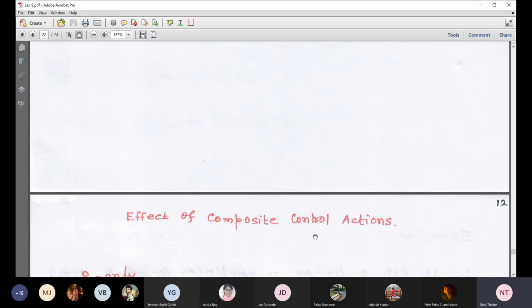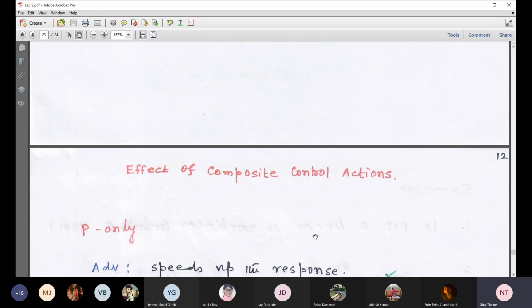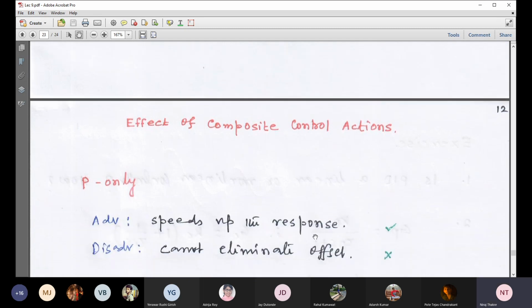We have finished the effect of all three individual control actions. First, we discussed the effect of proportional, followed by the effect of integral, and finally today we discussed the effect of derivative action. Now we want to just summarize the effect, I mean, how we are progressively moving. If we consider proportional action, what is the advantage? It speeds up the response. It means if we increase the Kc value, we get a faster response.